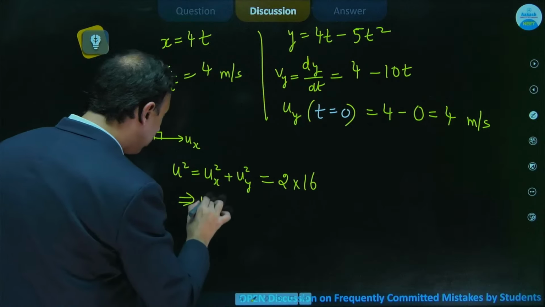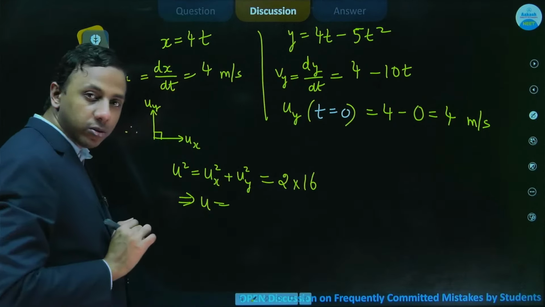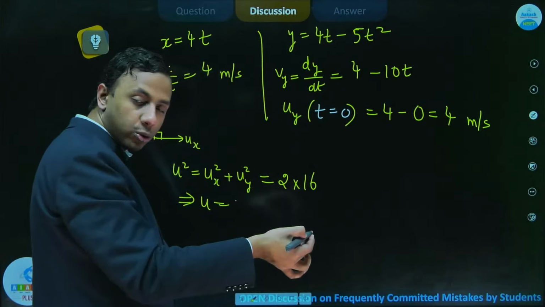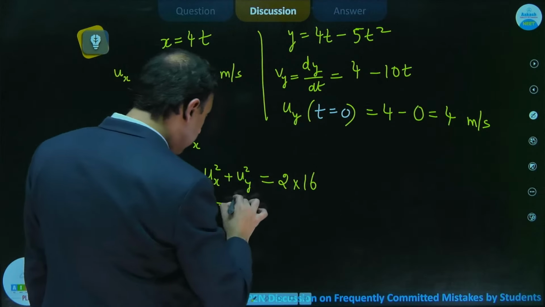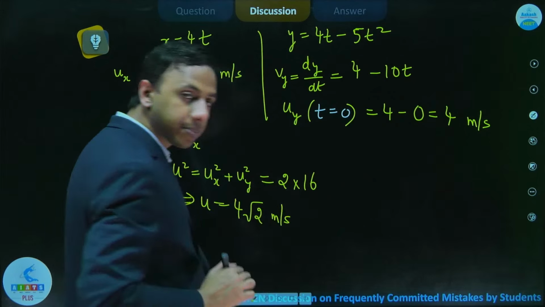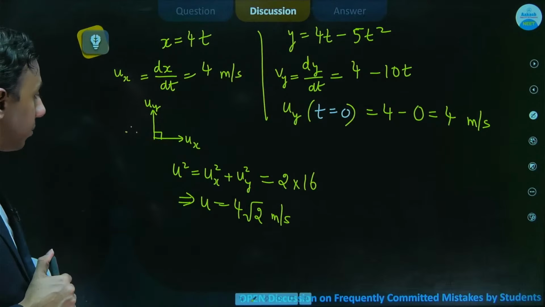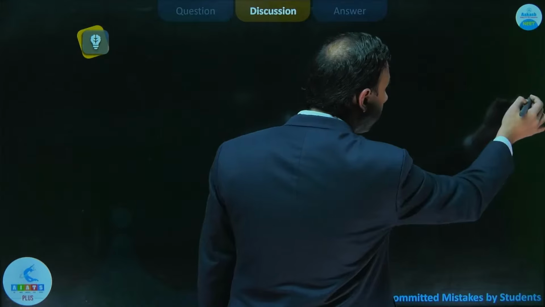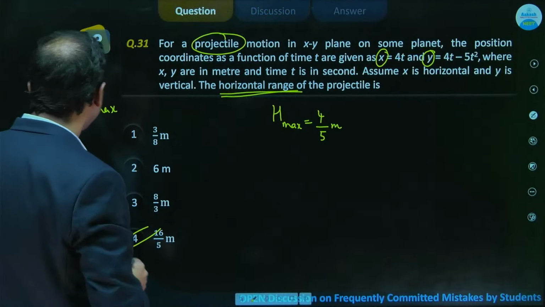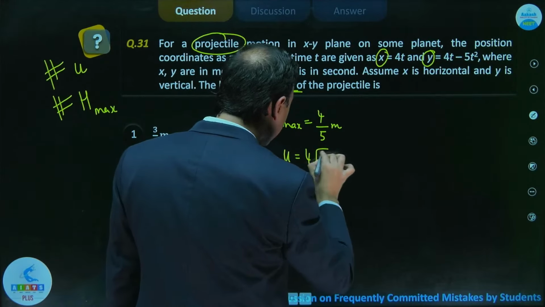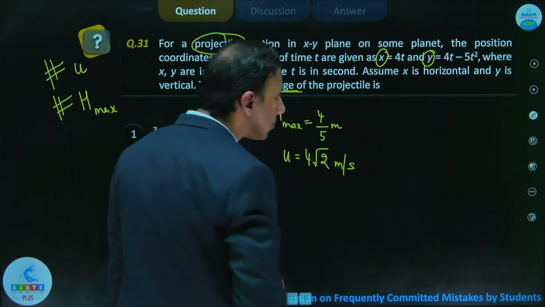So therefore u, you take square root of both, this will become root 16 into root 2, root 16 is 4 only, this is going to become 4 root 2 meter per second, okay, 4 root 2 meter per second. Thereby we get the initial speed u as 4 root 2 meter per second, okay.